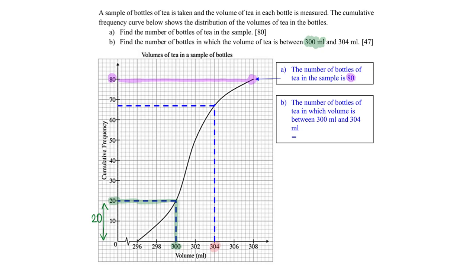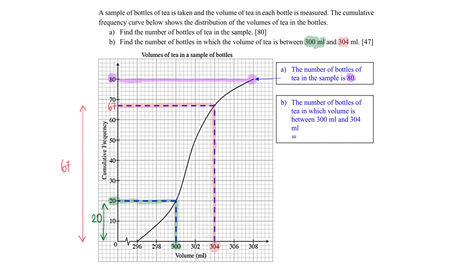And again from here, I will get 67 bottles that are less than 304. So this means that from here all the way to there, 67.